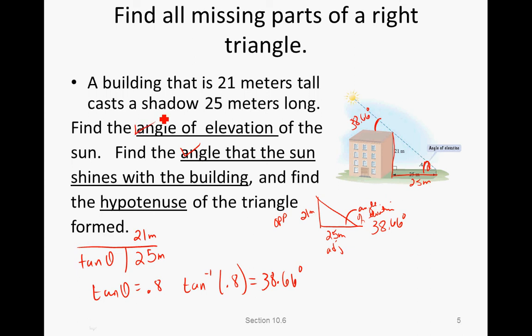And so now we need to find the hypotenuse of the triangle formed. And I think the easiest way to find side C is to use Pythagorean theorem. A squared plus b squared equals c squared. So 21 squared plus 25 squared is equal to c squared. So we will actually end up taking the square root of both sides and finding out that c is equal to 32.65 meters, the hypotenuse of the triangle. Okay, next problem.